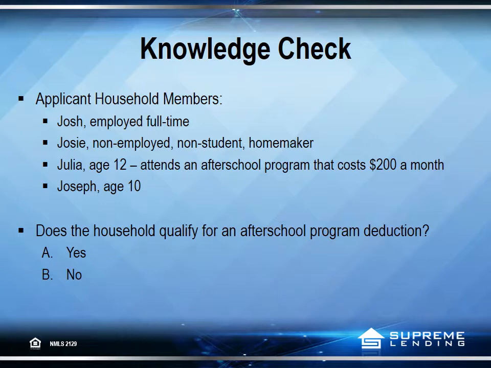For our next knowledge check, we have applicant household members: Josh, who is employed full-time, Josie is a non-employed, non-student homemaker who is not currently seeking employment, Julia, who is age 12, attends an after-school program that costs $200 a month, and then we have Joseph, age 10. Does the household qualify for an after-school program deduction? Yes or no?